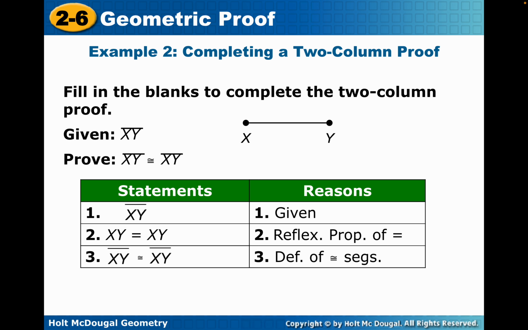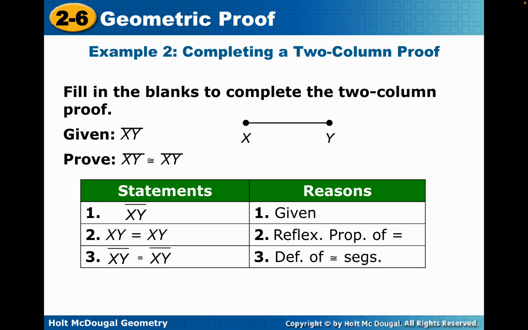Since they are equal here, we have to change that equal to congruent. That would just be definition of congruent segments because it tells us to prove that they're congruent. So if you have equal all the way down and it says prove congruent, you eventually have to switch that equal to congruent. So just make sure you know that.